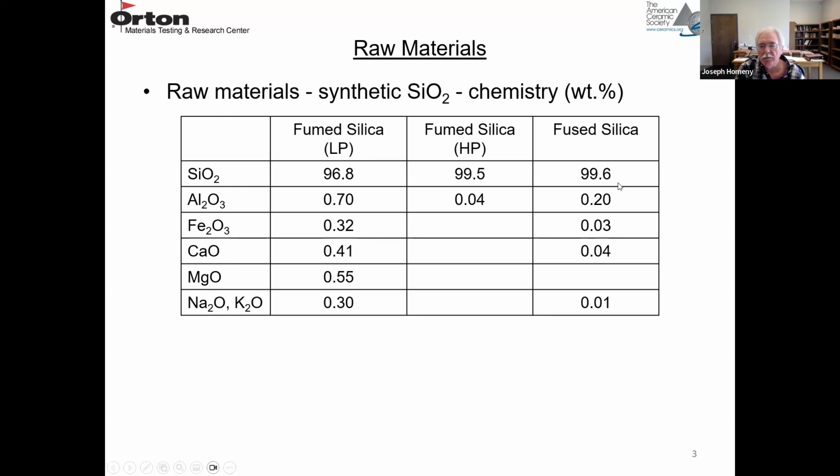Fused silica is a glass. It just, of course, melted at high temperatures. And the fused silica is usually a high purity, and this one's 99.6%.